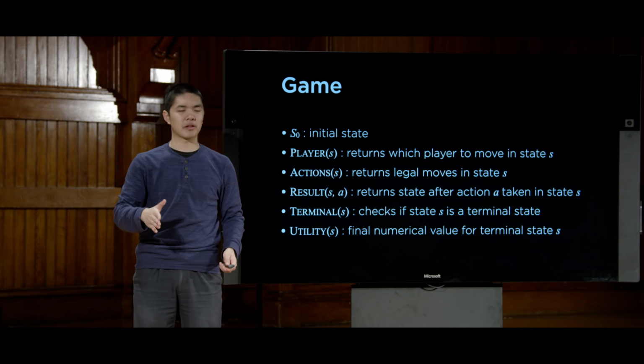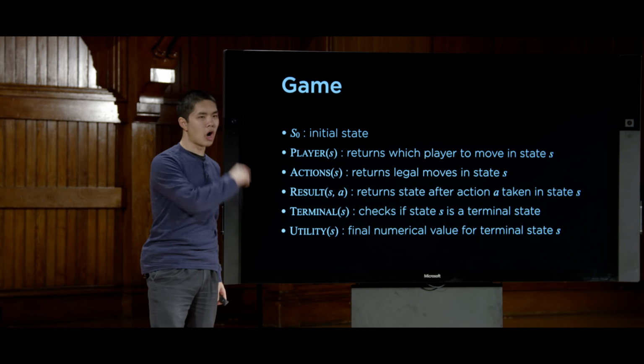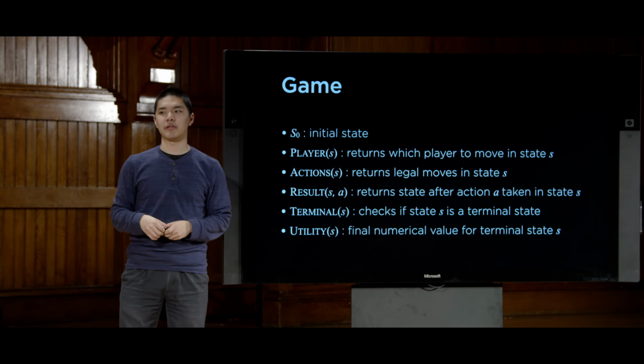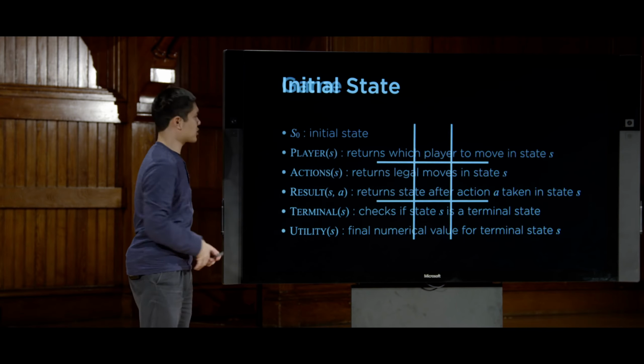Some way of saying if X wins the game, that has a value of 1. If O has won the game, that has a value of -1. If nobody has won the game, that has a value of 0. So let's take a look at each of these in turn.